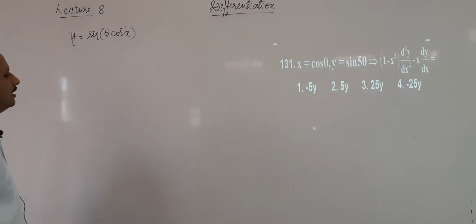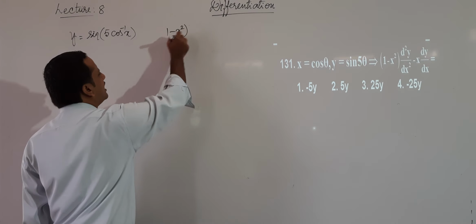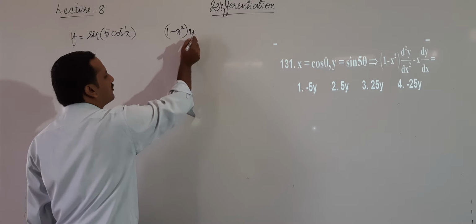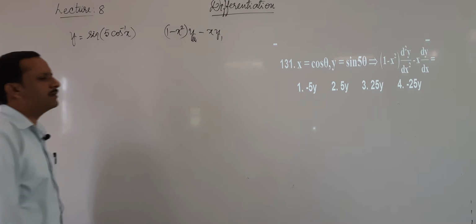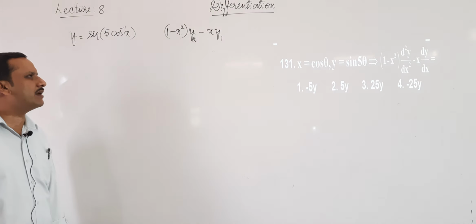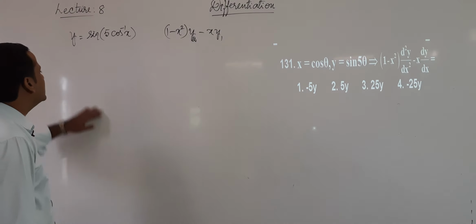Right. Now, we are asked to find out 1 minus x square into d square y by dx square, which I will write as y2, minus x into dy by dx, which is y1. So, (1 minus x square) into y2 minus x y1 is equal to what? That is what we have to find out now. So let us differentiate this with respect to x.